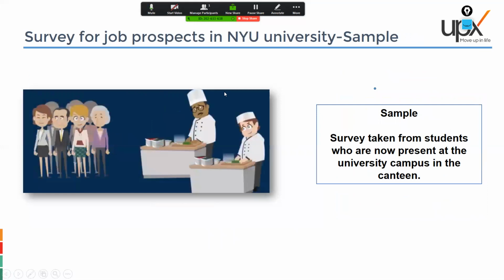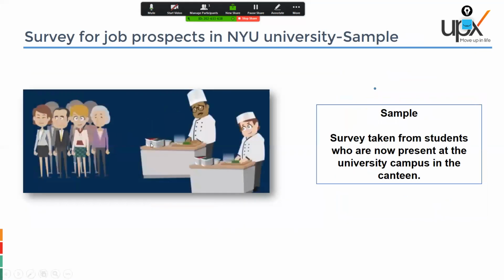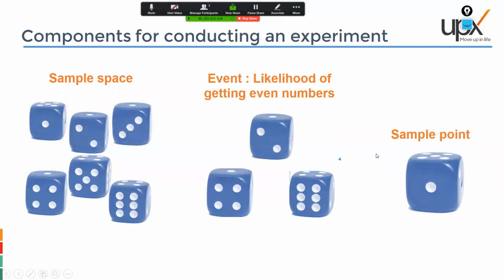Now you can't survey all possible students because there are just so many. So you take a survey from students who are present on the university campus, in the canteen. You can't ask all 550 or 1,000 students to come to one place and then ask their job prospects, right? So you find people you can easily reach out to. A small gathering, a sample. That is nothing but the sample space. The sample that you take to conduct your experiments is the sample space.